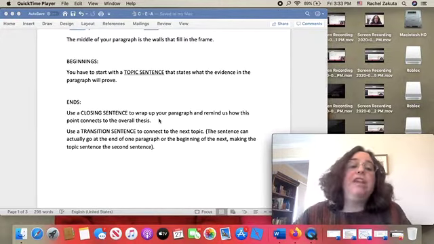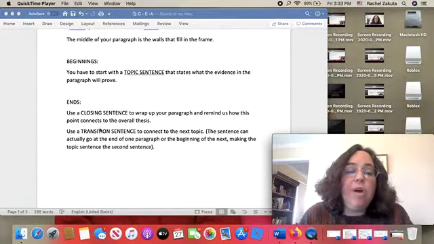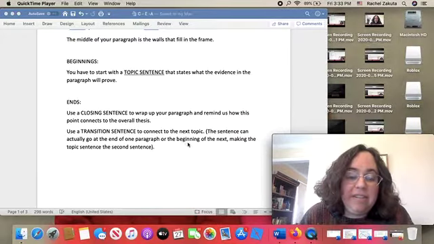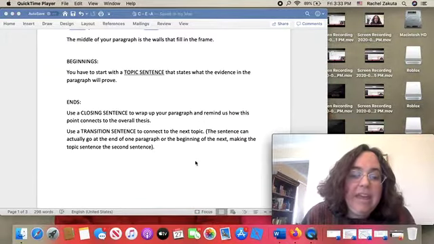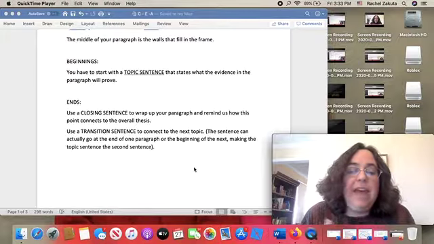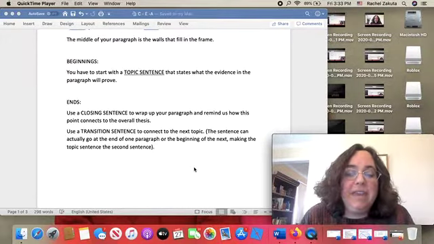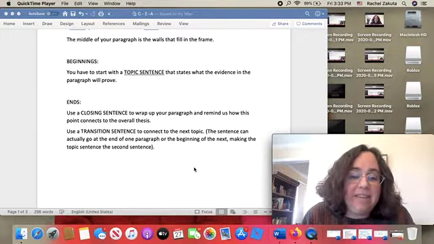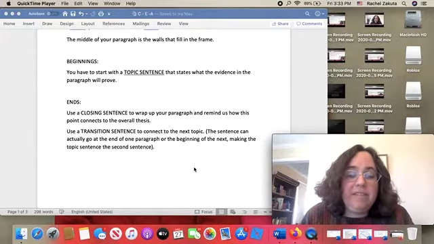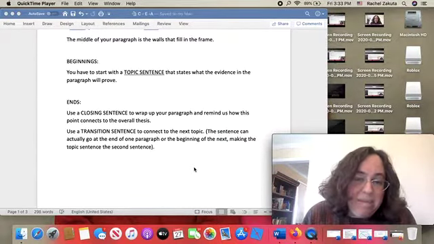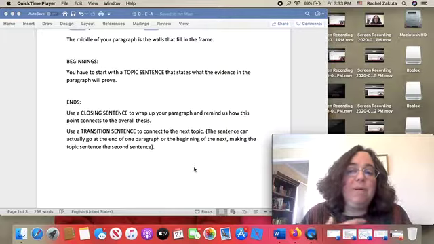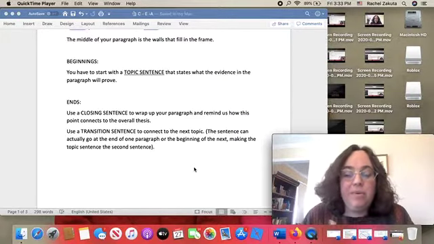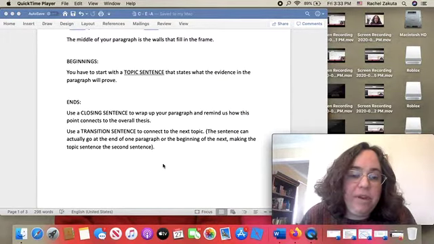And if you were writing an awesome paper, you will also use a transition sentence to connect to the next topic. So this sentence can actually go at the end of one paragraph or the beginning of the next, which would make the topic sentence second. But you never want the topic sentence to be more than second, because then it'll get buried and the reader won't be able to figure out the point of the paragraph. Oh no. So that's what you're trying to avoid.